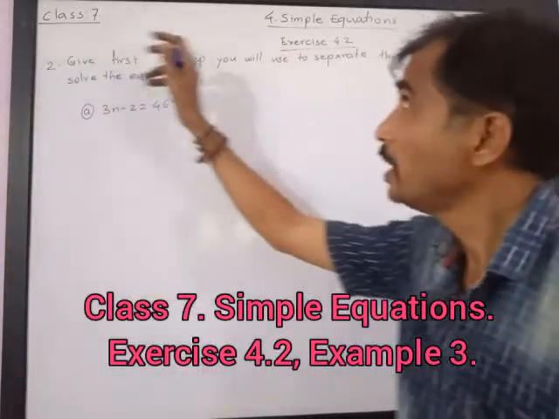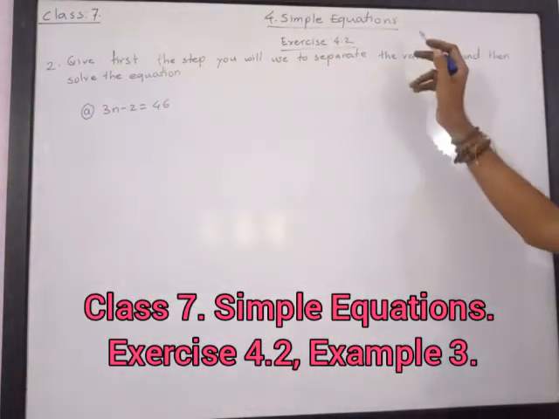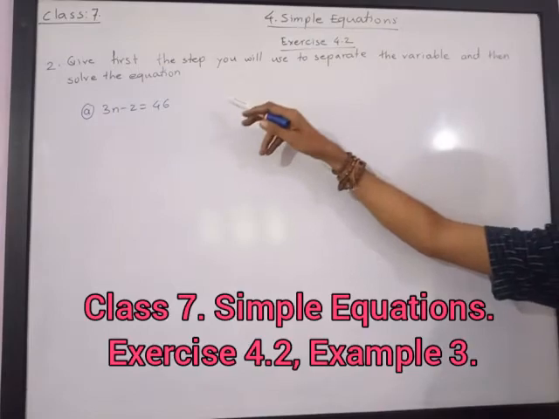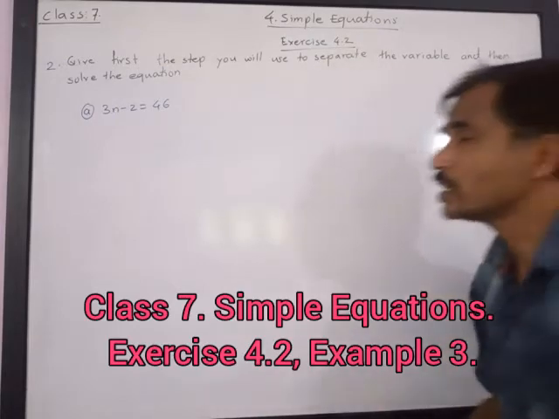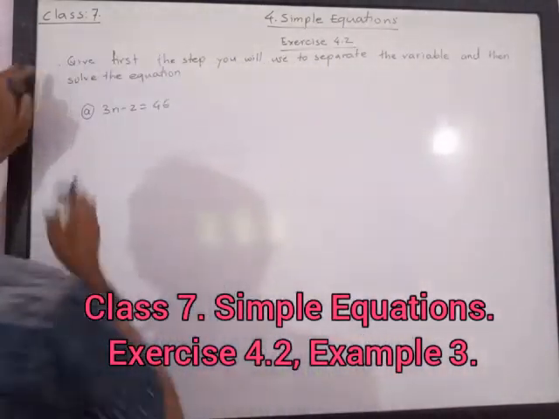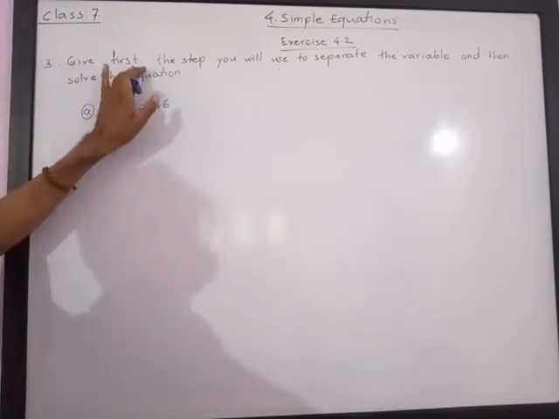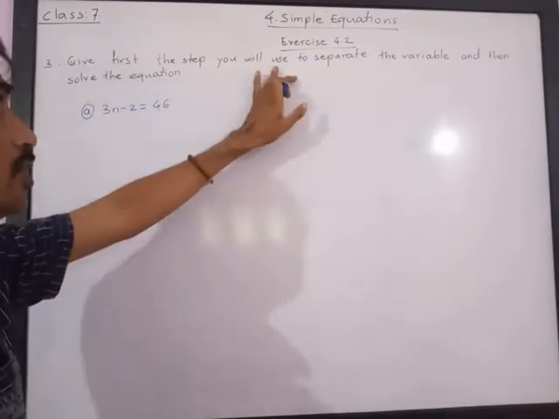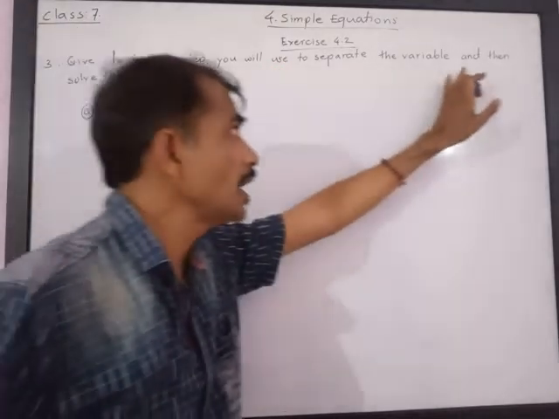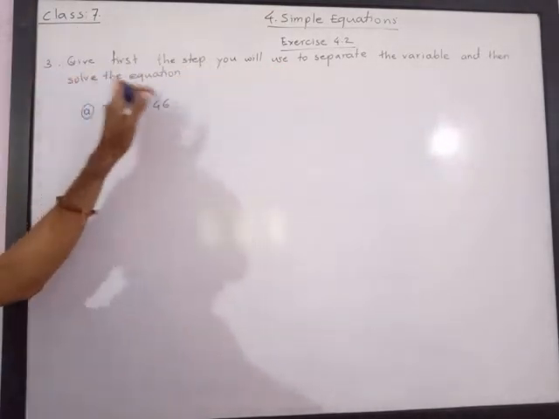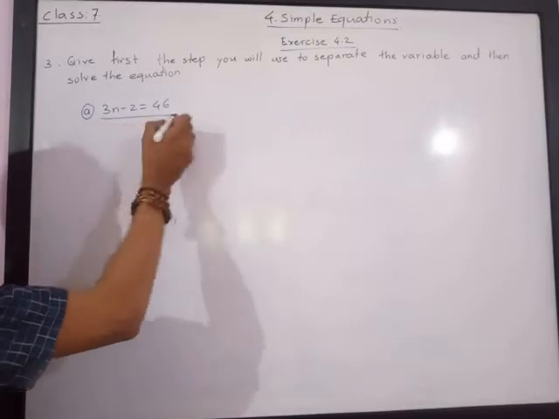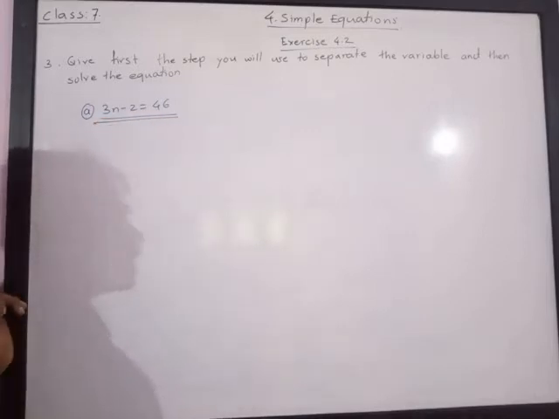In class 7, we have chapter 4, simple equations, and we are solving the third question from exercise 4.2. The third question from exercise 4.2 is: give first the step you will use to separate the variable and then solve the equation. So first we have 3n minus 2 is equal to 46.